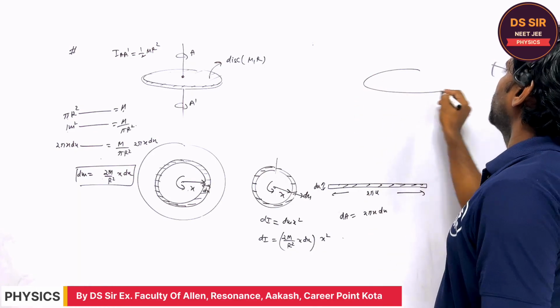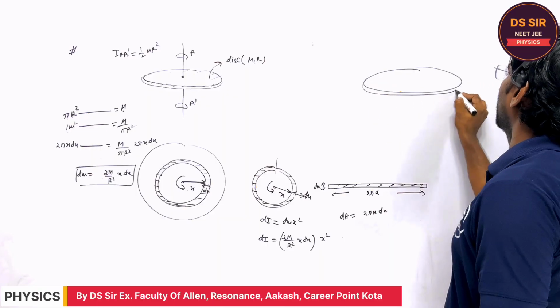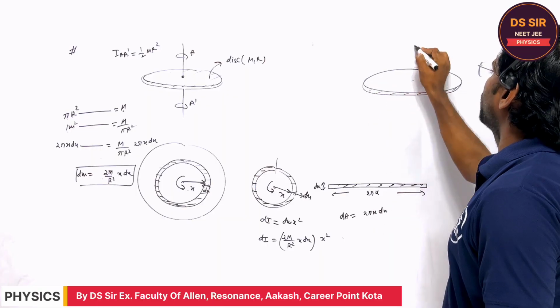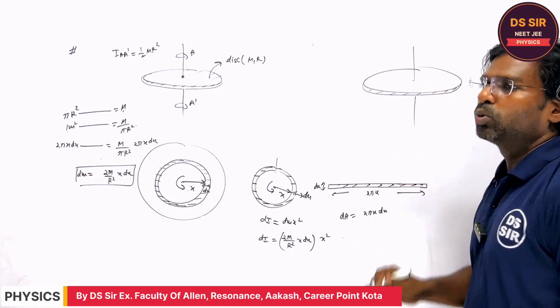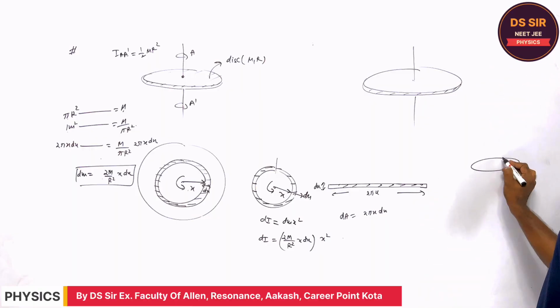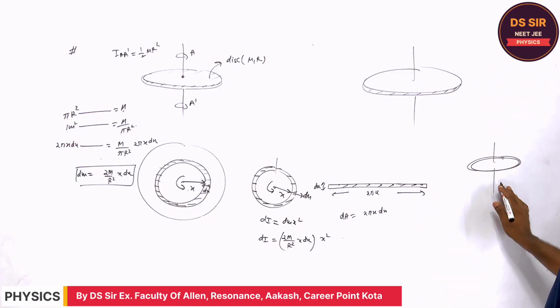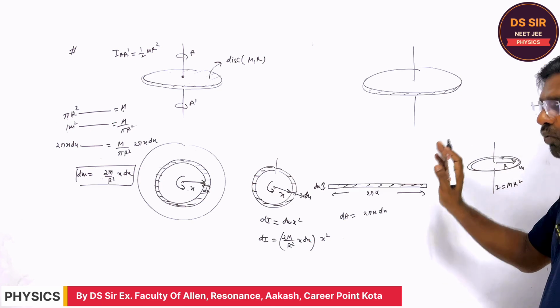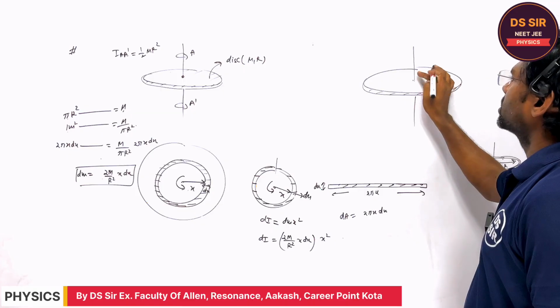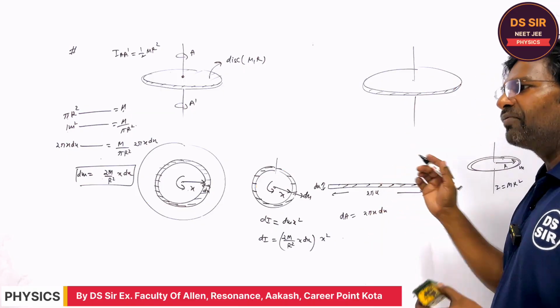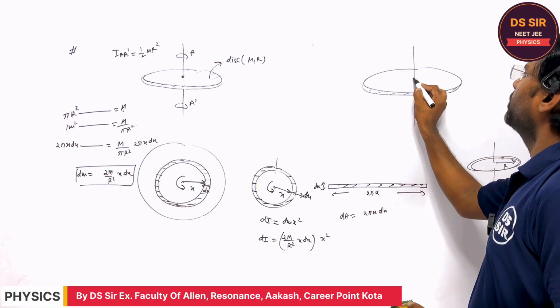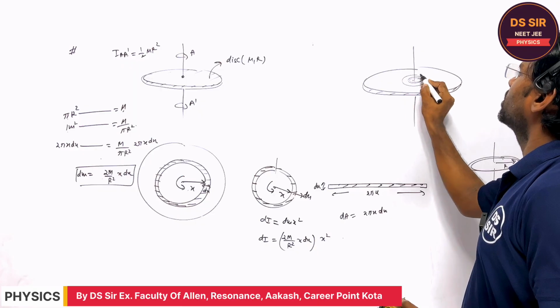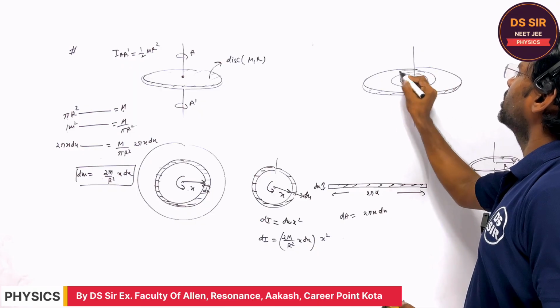Suppose we have the disk, and we are asked to find the moment of inertia. So how to find? We know the moment of inertia of the ring. If this is the r, this is the m, what is the moment of inertia about this axis? mr square. So what will we do? This disk we will break into different rings. For example, this is one ring, and this is another ring.